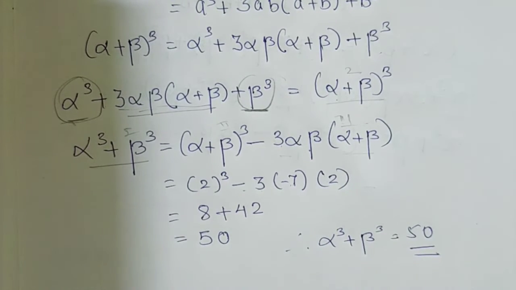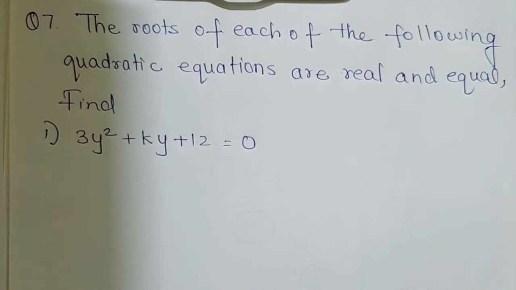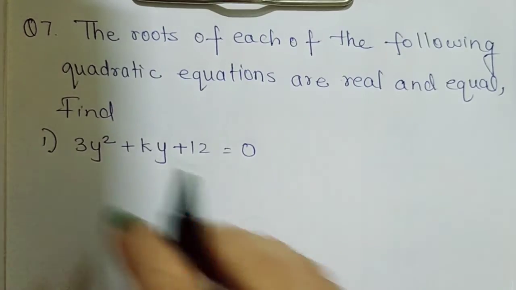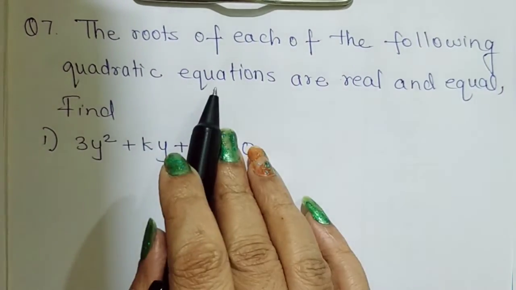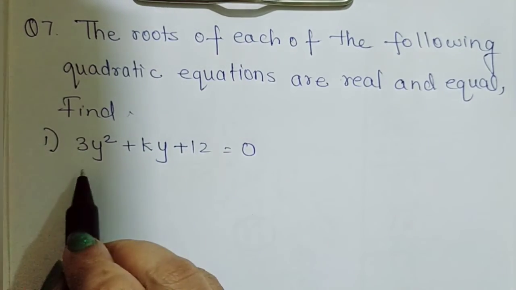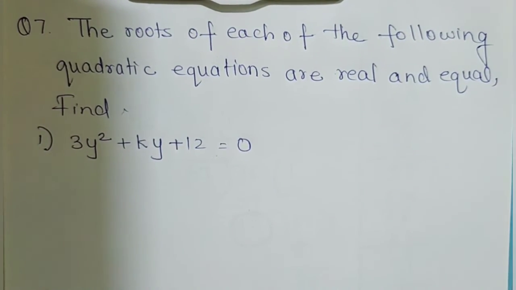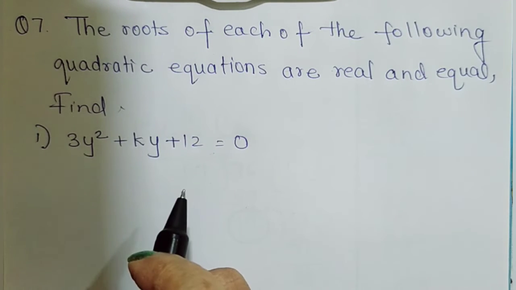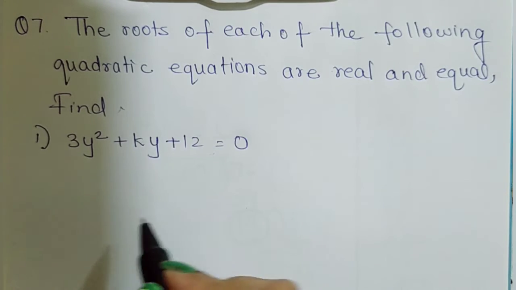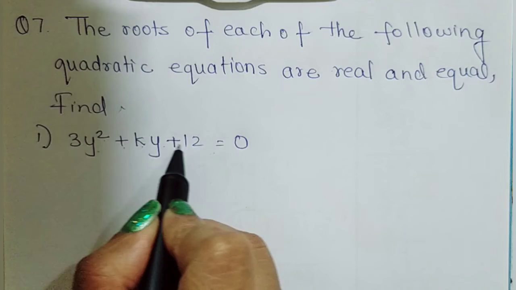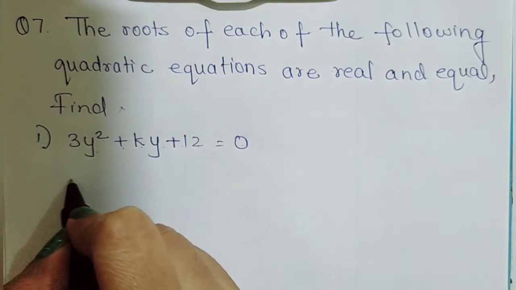Now question number 7 we are going to solve. Question number 7 is: find the value of k given the roots of each of the following quadratic equations are real and equal. So we have to find the value of k. First we have to write the equation: 3y square plus ky plus 12 is equal to 0.